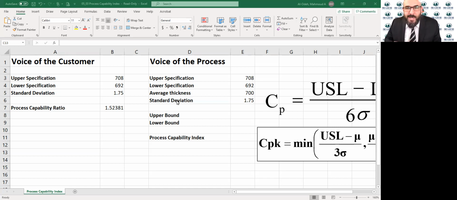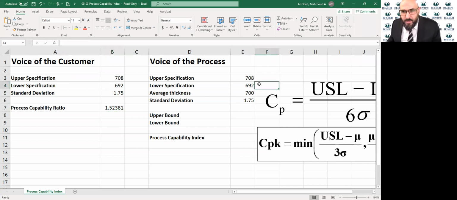In this video, I will show you a simple example of how you could apply process capability. We have a process of putting some ceramics on a building, and we need to know whether the process is capable of meeting the customer specifications or not. The upper specification defined by the customer is 708, and that would be the thickness of the ceramic. The lower specification is 692. We calculated the standard deviation for the process to be 1.75. Now we have to calculate the process capability and see if the process is potentially capable of meeting the customer specifications or not.